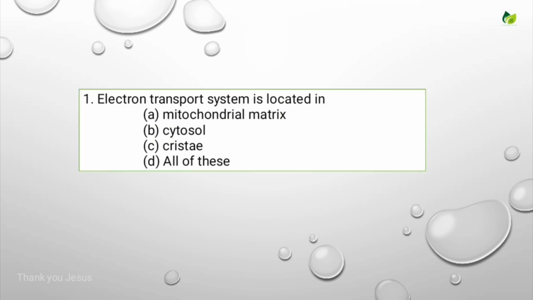First question: electron transport system is located in. Options are mitochondrial matrix, cytosol, cristae, all of these. The correct answer is cristae. So, the electron transport chain is located on cristae. Cristae are nothing but infoldings of the mitochondrial inner membrane.